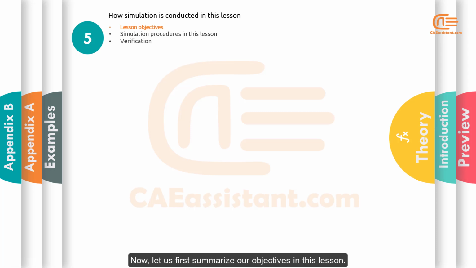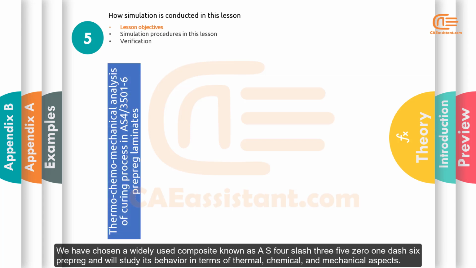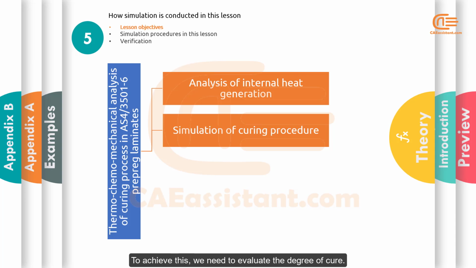Now let us first summarize our objectives in this lesson. We have chosen a widely used composite known as AS4/3501-6 prepreg and will study its behavior in terms of thermal, chemical, and mechanical aspects. Our first goal, like what we have discussed in Lesson 1, is to study the internal heat generated during the curing process. To achieve this, we need to evaluate the degree of cure. Thereby, we have to analyze the curing process during the solution. This covers the thermo-chemical aspect of our simulation.